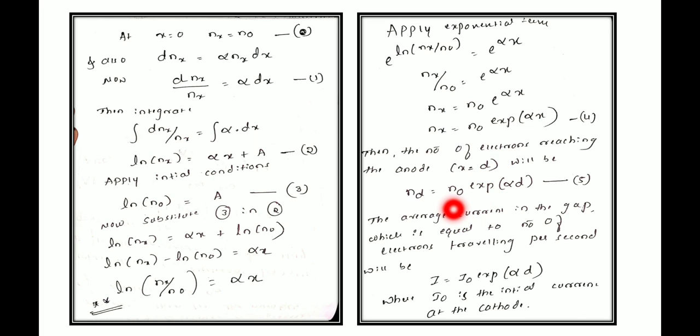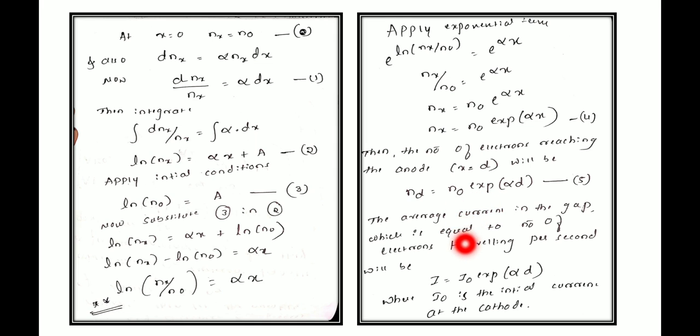Then what is the main intention of using this equation? The amount of current growth. Is it right? The amount of current growth we are going to calculate now. Then the average amount of current in the gap, meaning between the two electrodes, is equal to the number of electrons traveling per second. What is the definition of current? Nothing but the movement of electrons, the average number of electrons moving from cathode to anode. This will give the current itself.